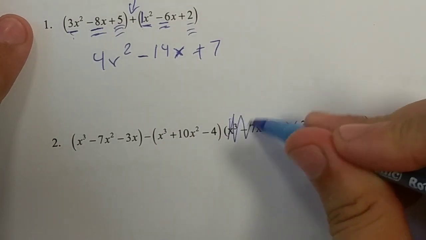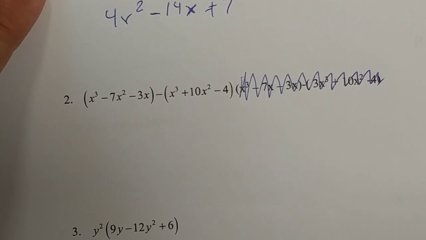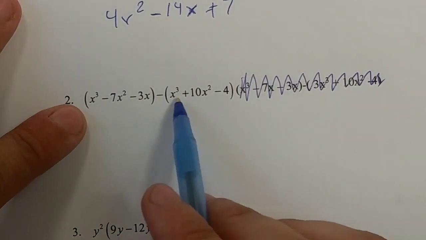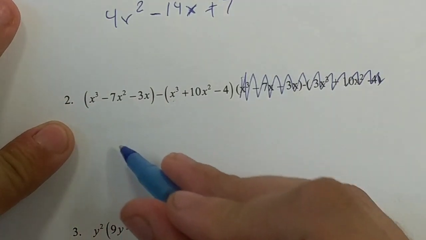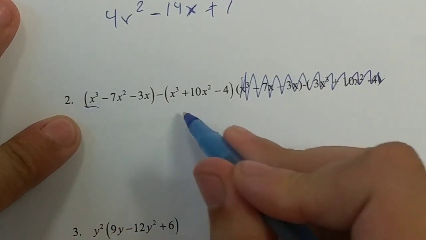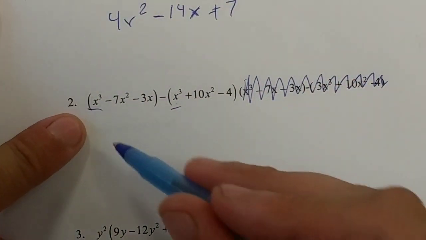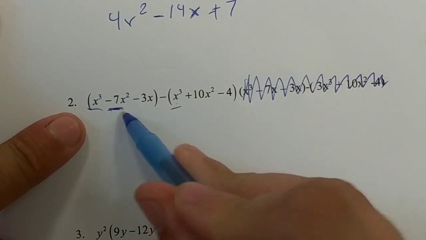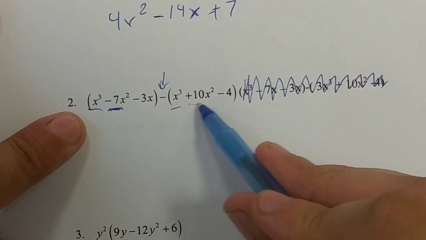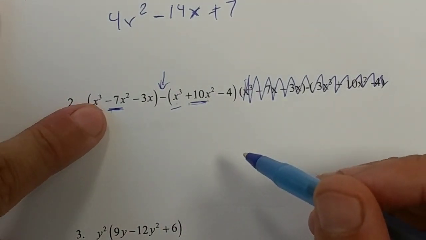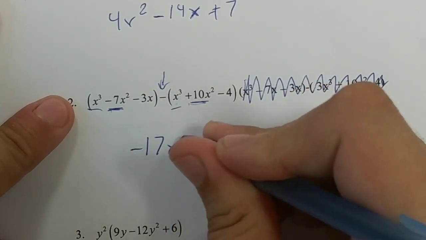This one, it seems like I reprinted the question twice, so scribble out the second part. So let's do it. x cubed minus x cubed, that's 1 minus 1. That's 0x cubed. And because it's 0x cubed, I don't have to write anything. So I'm going to leave that blank. Negative 7x squared minus, and pay attention to this minus, 10x squared. Negative 7 minus 10, that's going to give you a negative 17x squared.